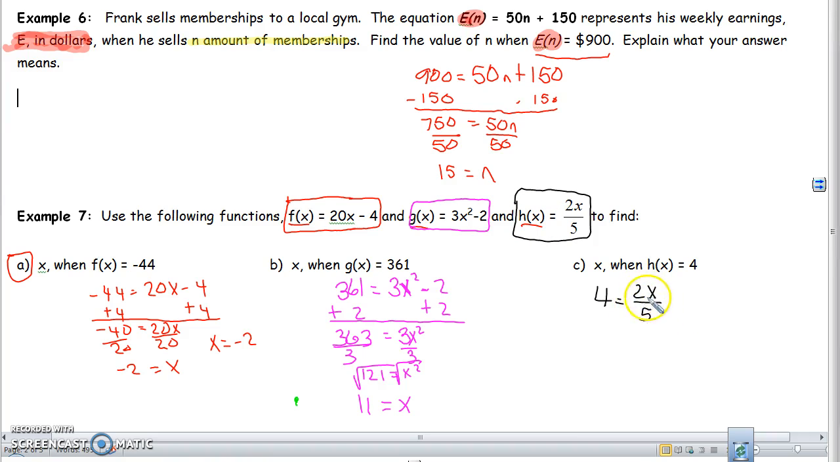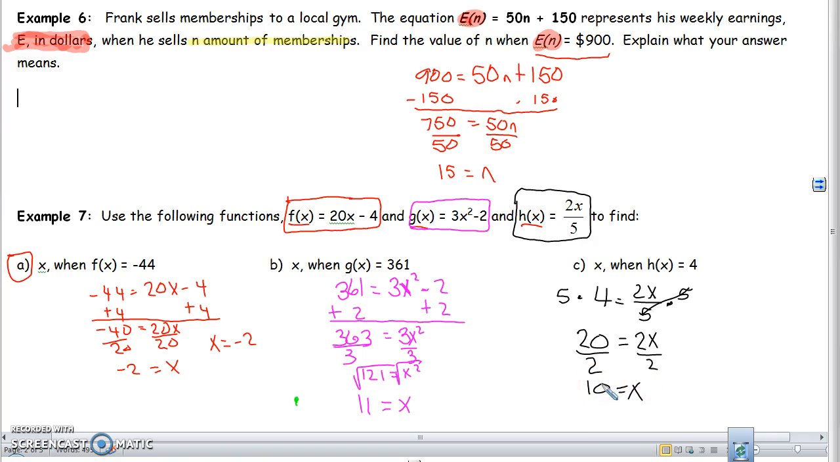Here's what we have to do first. What I like to do is multiply by the denominator so it goes away. If I multiply by 5 over here and multiply by 5 over here, I get 20 equals 2x. And then I divide by 2, and x equals 10.